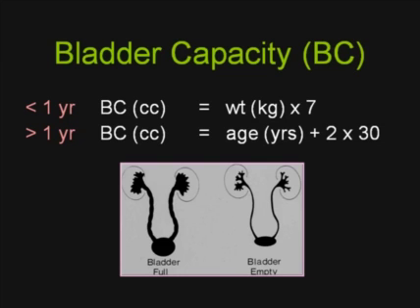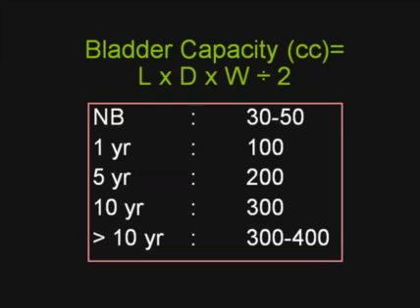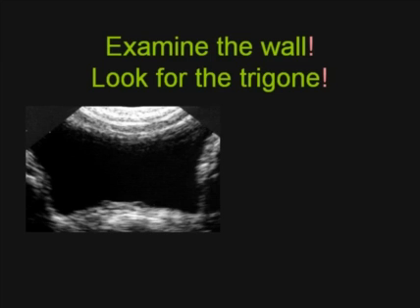Now, as to bladder capacity, there are two equations that can be used. In patients who are less than a year old, if you take their weight in kilos and multiply it by 7, that's an estimate of what the normal bladder capacity would be. If the children are older than 1 year, the age plus 2 times 30 will give the bladder capacity in cc's. As a rule of thumb, babies within the first few months of life will have a bladder capacity of approximately 30 to 50 cc's, and it increases over the years until by 10 years, the bladder capacity will be approximately 300 to 400 cc's.